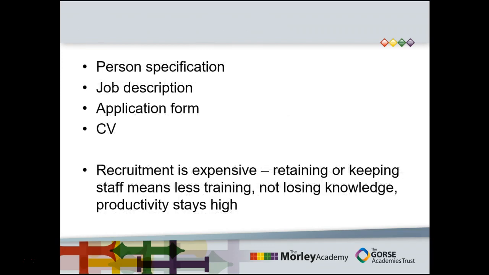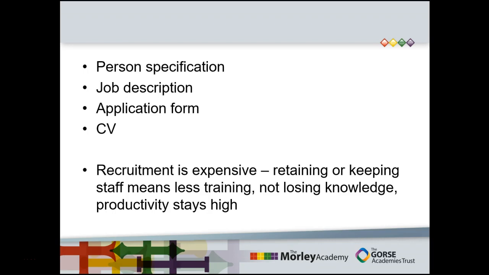This will most likely come up as a multiple choice question. When we're trying to recruit staff, there are a few pieces of documentation that we need. These are the ones which are listed on the specification. You need a person specification, which is specifically what type of person do you need, good at maths, has A levels, that sort of thing. The job description is a description of the job. So what is it that the person who will do the job will ultimately do?